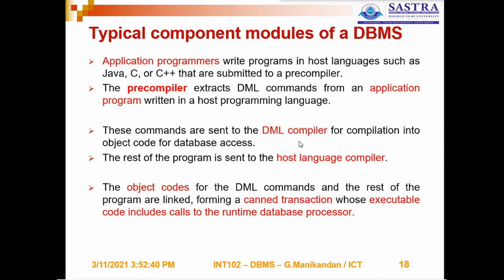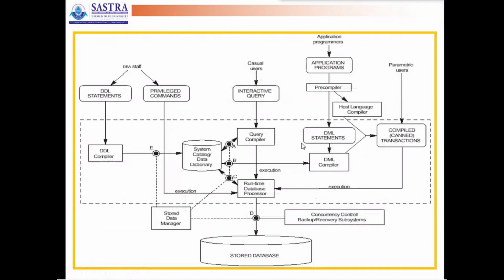The remaining program, which may be in C or C++, is sent to your host language compiler. The object code generated by the DML compiler is linked with the rest of the program to form the canned transaction. So it is going to generate the code related to that particular programming language.